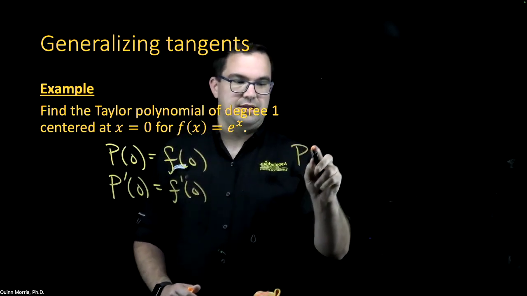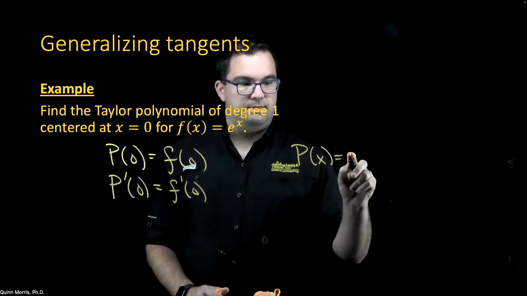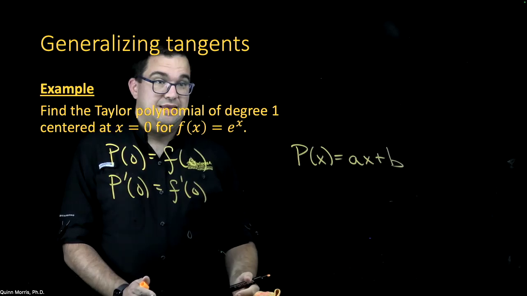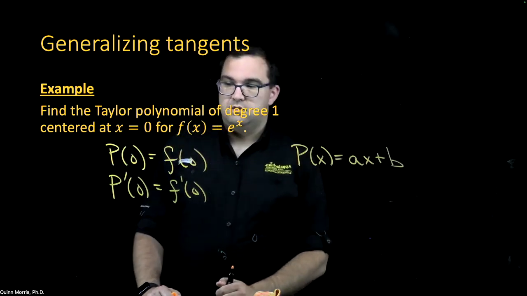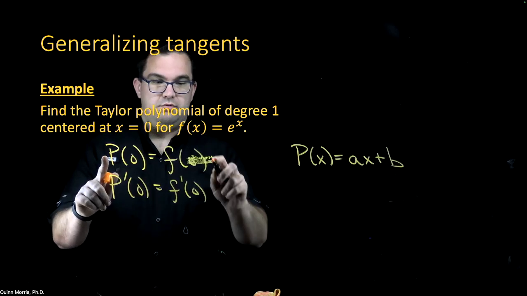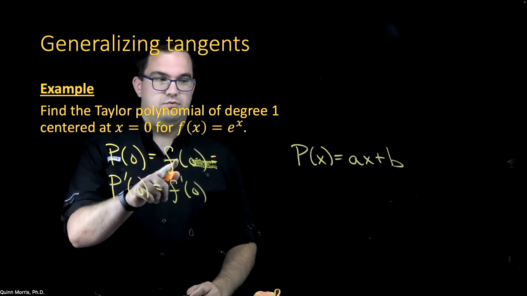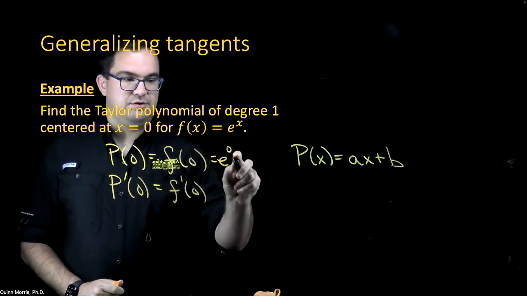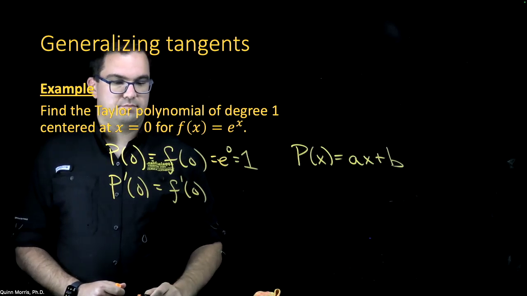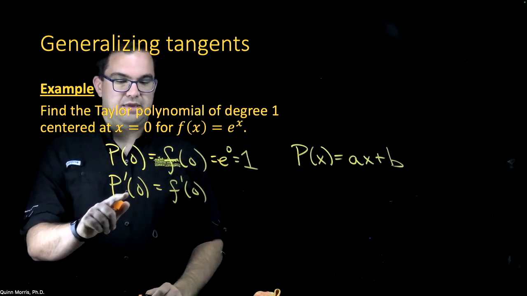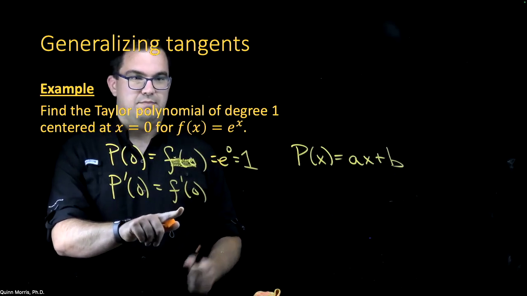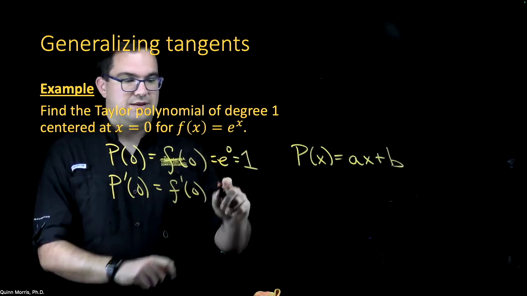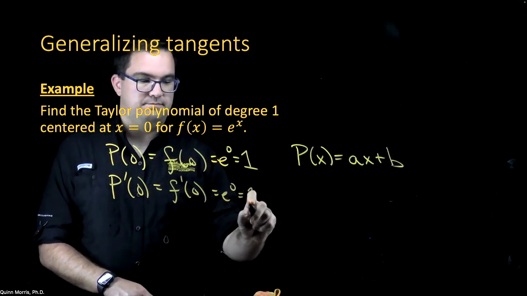Now, I know this polynomial is going to be a polynomial of degree 1. That means it is going to have the form ax plus b. It's going to be a linear function. Now, I know that I want p of 0 to be equal to f of 0. f of 0 would be e to the 0, which is just 1. Similarly, I know I want p prime of 0 to be equal to f prime of 0. Well, f prime of x, the derivative of this function, is just e to the x, and evaluated at 0 is just e to the 0, which is 1.